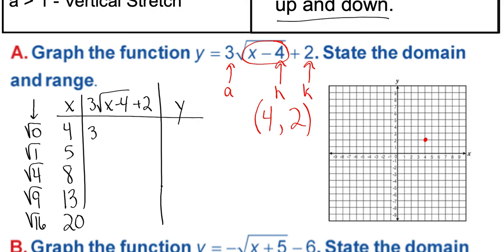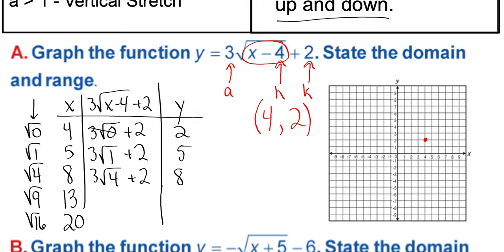So if I plugged in the 4, I'm going to get square root of 0. Okay, and then I just go through the process. So 3 times square root of 0 is 0, plus 2 is a 2. And then the next one, 3 times square root of 1 is 3, plus 2 is 5. 3 square root 4 plus 2, so that's a 6 plus 2 is an 8. And then 3 times square root 9 plus 2, so that's a 9 plus 2, that's an 11. And just to do the last one, 3 square root 16 plus 2, that's going to be a 12 plus 2, which is a 14.